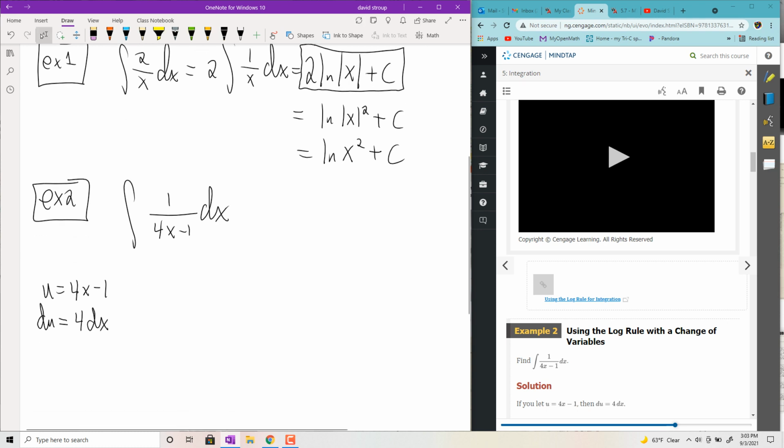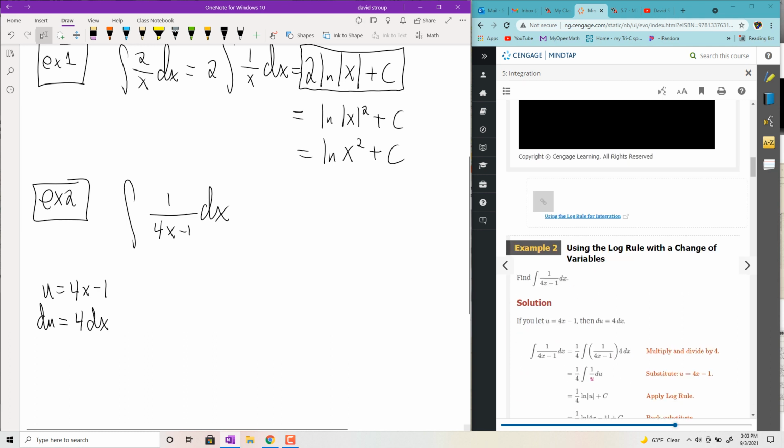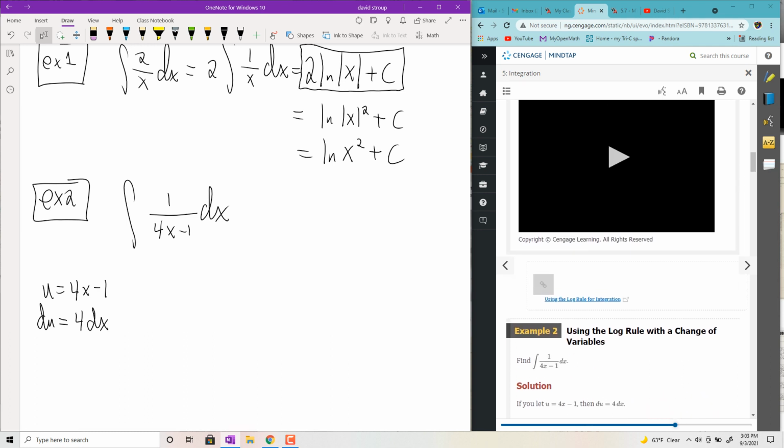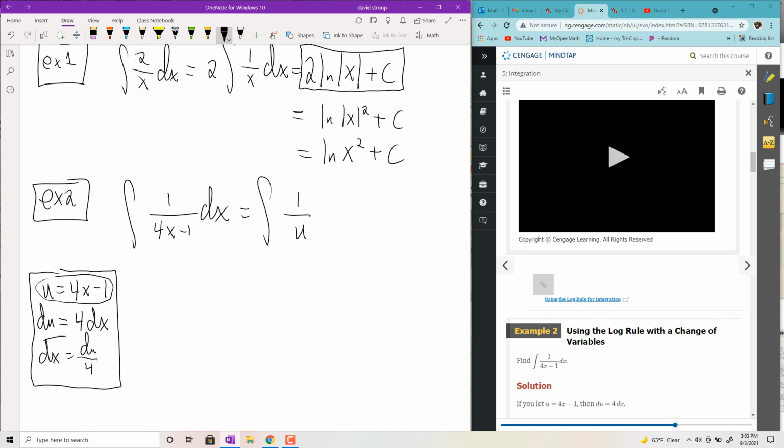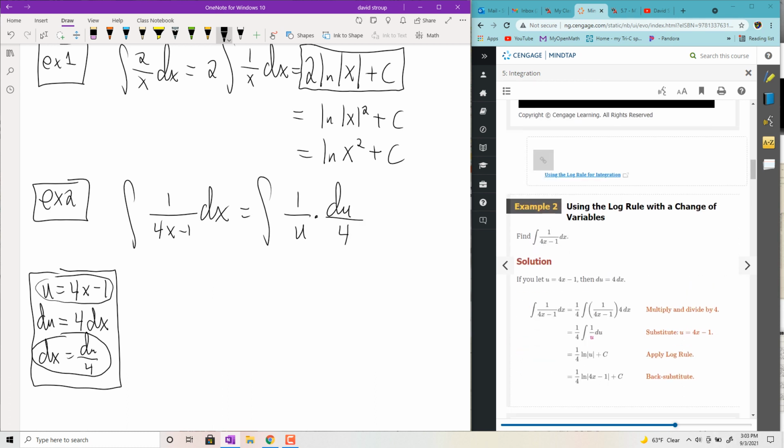Then I like to solve for the dx. I don't think the book is doing that. No, they're not. They're doing something kind of weird. So the way I do it is divide both sides by 4. And you have dx equals du over 4. Okay. Then I'll do my substitutions. So I have 1 all over u, and then I'm going to replace the dx with du over 4. We'll get the same results as what they do. I think the way they do it is a little bit unintuitive.